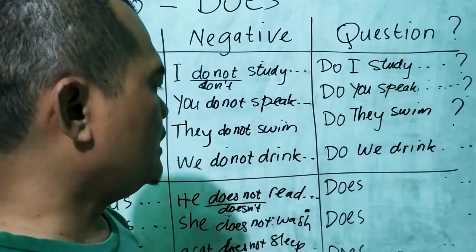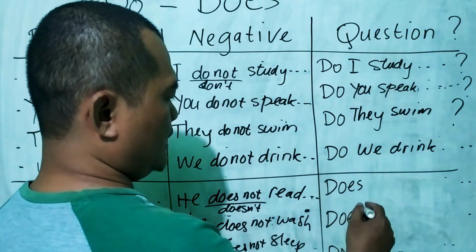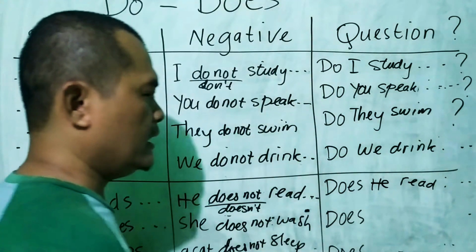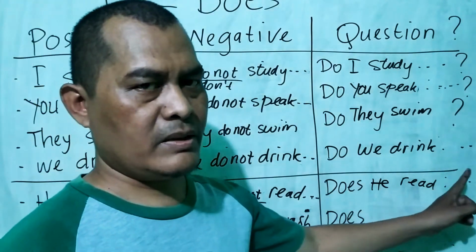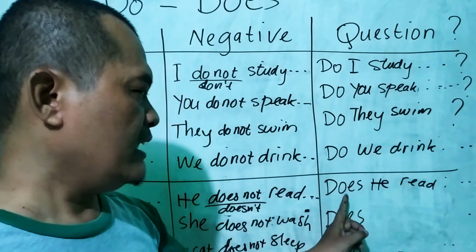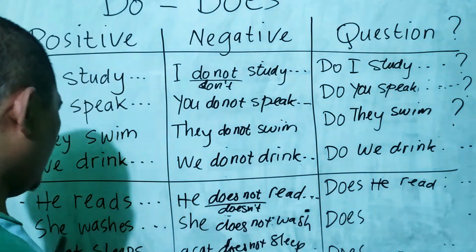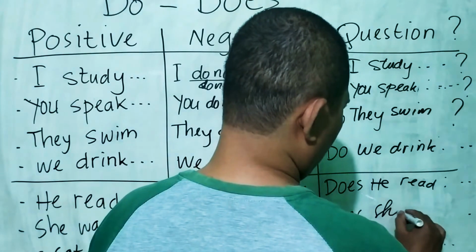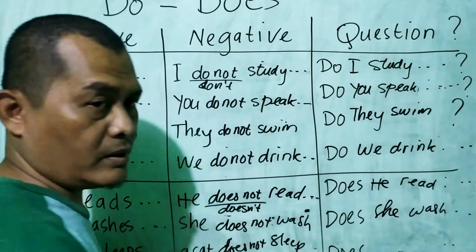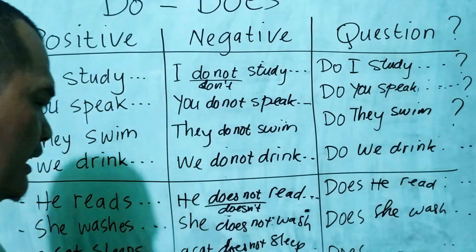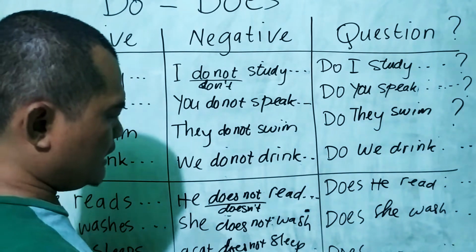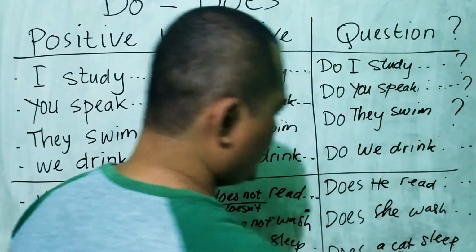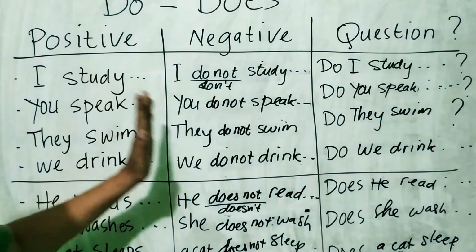How do we make a question? As before, you put does in front of the subject. Here the subject is he, and the verb is read, without S again. So, does he read? Does he read comics? Does he read stories? And so on. Then number 2, she washes. In negative, she doesn't or she does not wash. In interrogative, does she wash? Does she wash clothes? Does she wash a car? And so on. Then number 3, a cat sleeps. It will be a cat doesn't sleep, or does a cat sleep? And this is positive, negative, and question.